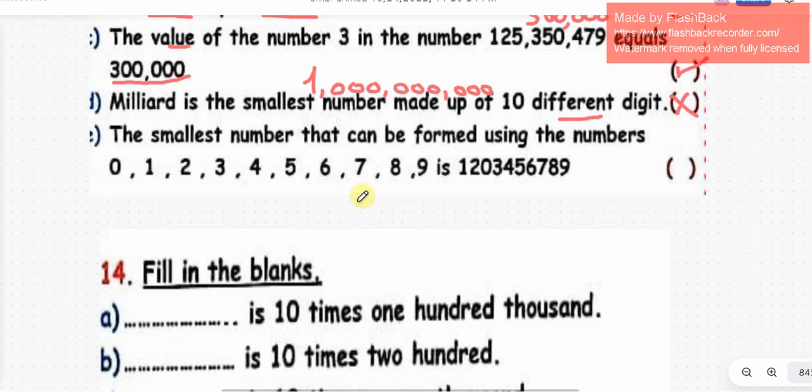The smallest number that can be formed using these numbers. We have here many digits from 0 to 9. How can we arrange them to get the smallest number? We start with 0? Of course, no. We start with 1 and then 0. But look here, he started with 1 and then 2 and then 0. So this is wrong.